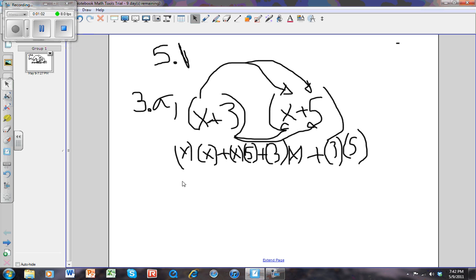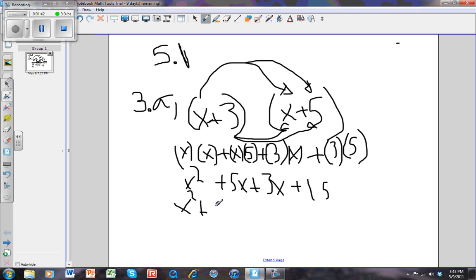So then this becomes x squared plus 5x plus 3x plus 15. Okay, so I could simplify this even further by adding 5x and 3x. So this becomes x squared plus 8x plus 15. So that's question 3a.